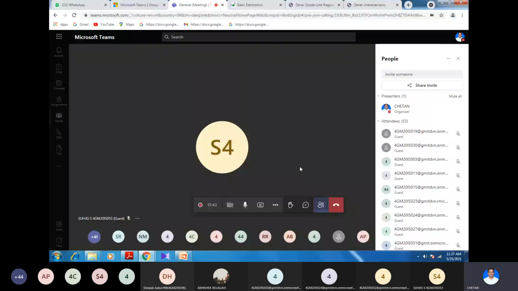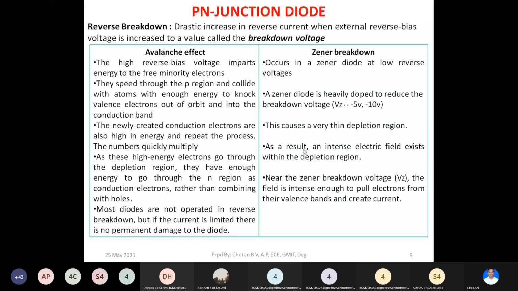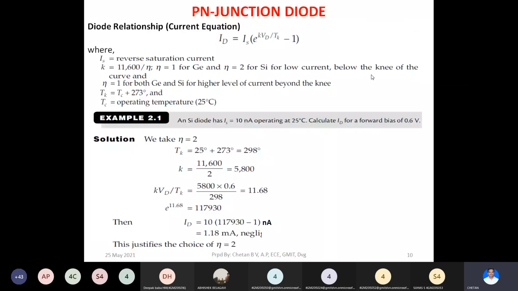To begin with today's topic, let us start with Zener diode. So in this class, we are studying this Zener diode and what is the application of this Zener diode in the real world. So as I already discussed in this breakdown phenomenon, something called as Zener breakdown will occur only in case of diodes which are called as Zener diodes.